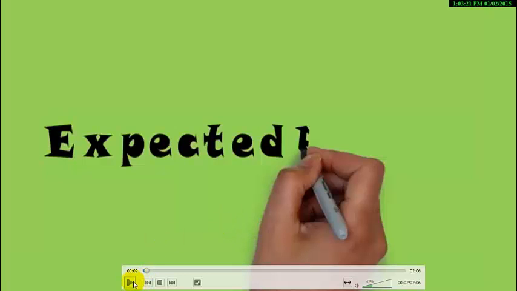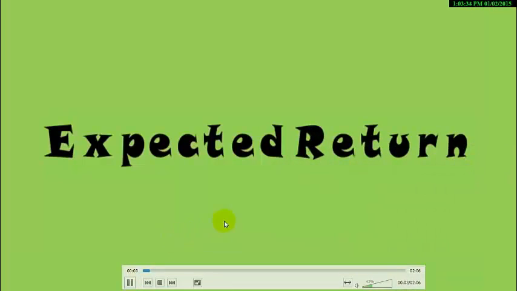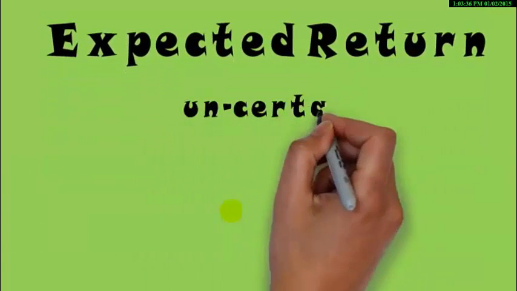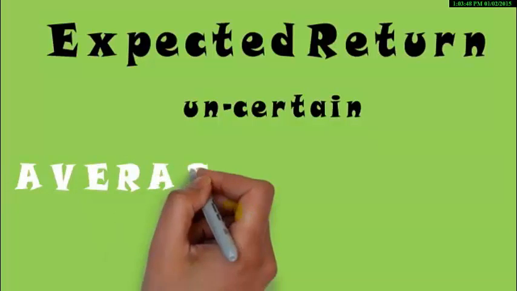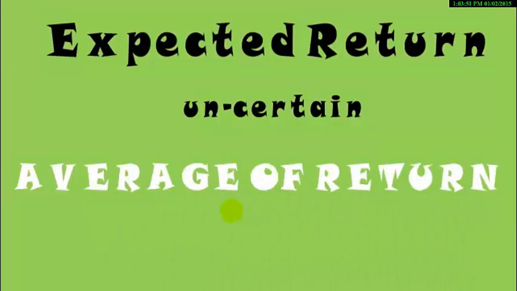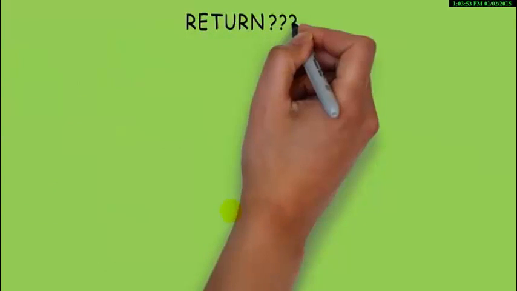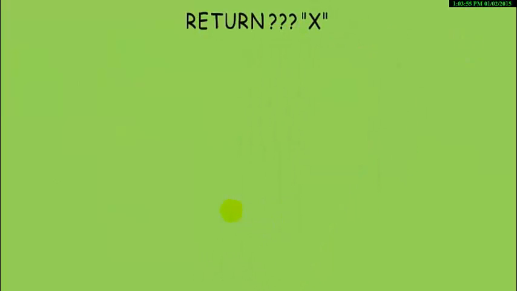Now whenever I talk about the return from an investment, the first thing that comes to my mind is that I may or may not get that return. So this expected return is uncertain. Now what is a return? It is the cash inflow to be received from an investment. Now how to calculate this? It is the average of return. Now first let's discuss the meaning of return, denoted by variable x.